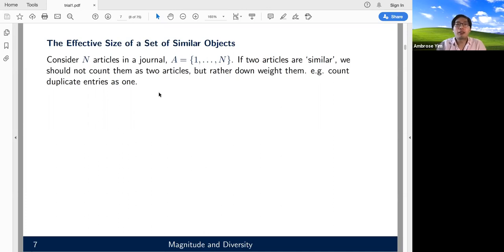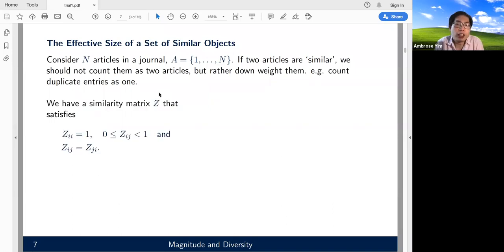And then things are not as black and white, and between being exactly the same and exactly distinct, there's this scale. And you want to say that 2 things that are somewhat similar to each other aren't fully 2 articles, but somewhere between 1 and 2. So is there a systematic way of counting that?